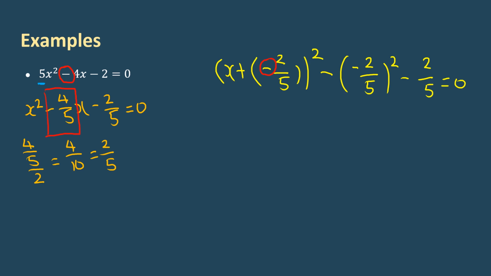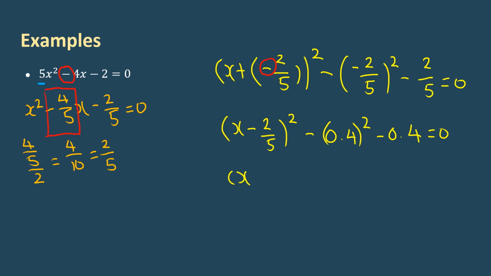So what we should get is x minus 2 over 5 square minus 0.4 square minus 0.4 equals to 0. So we get x minus 0.4 square minus 0.56 equals to 0. So this part here is less than 0, so it's good. We can solve this question.